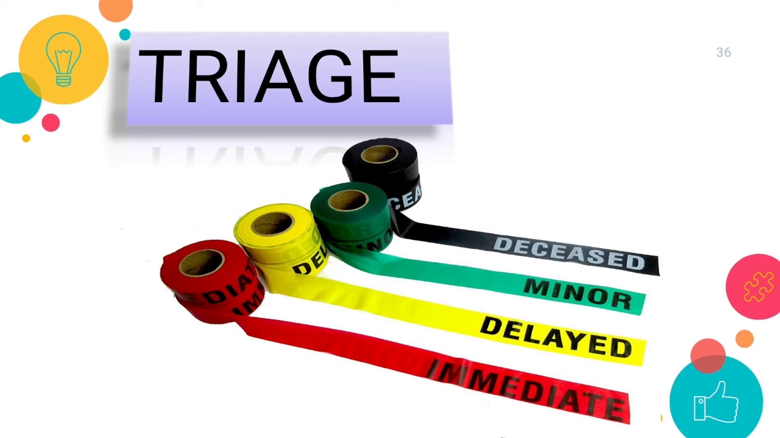There are mainly 4 color codes used in triage: red, yellow, green, and black. There is a triage tag, a prefabricated label, placed on each patient who got stuck in a disaster. So, through this tag, we can identify the need-based treatment.